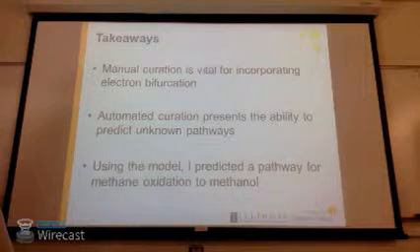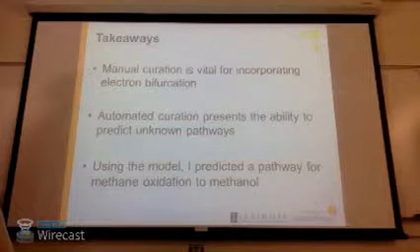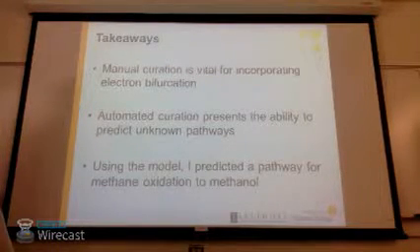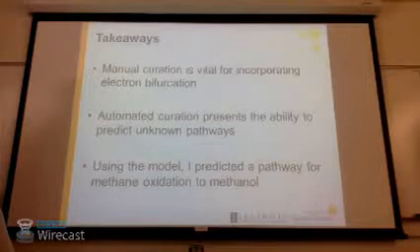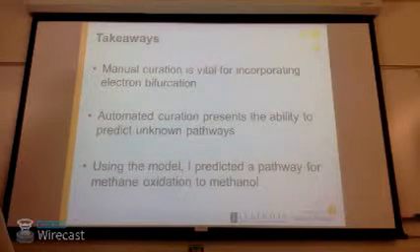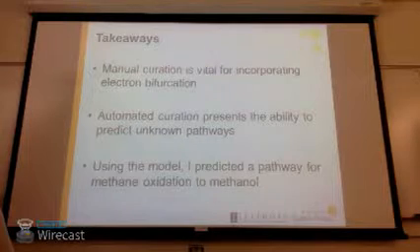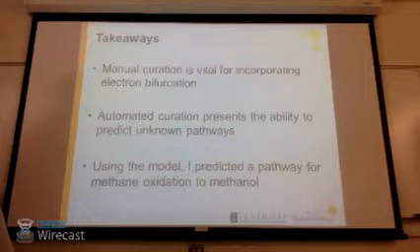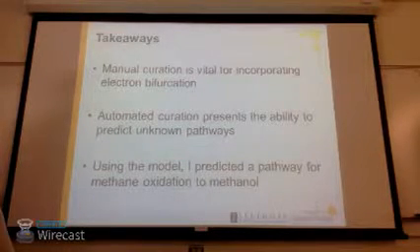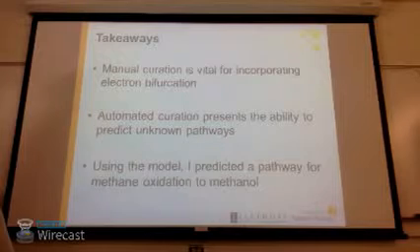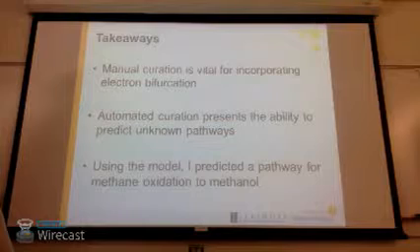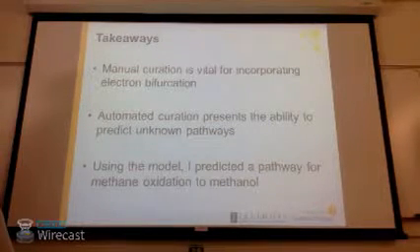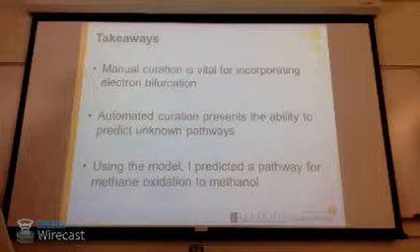So to sum up this section, I want to emphasize again how important the manual curation was, not just for what I showed you in the bifurcation, but for a lot of other pathways I just don't have time to show you today, like coenzyme biosynthesis. And this is what takes my model and it really makes it specific to my organism. But the automated curation also has its merits, mainly that it can suggest different things, make different predictions that I wouldn't have known about from literature. And ultimately, using my model, I was able to predict a pathway from methane to methanol. And so we can use that as a guide as my collaborators and I are working to actually make this a reality.